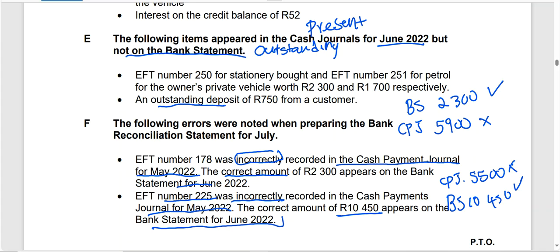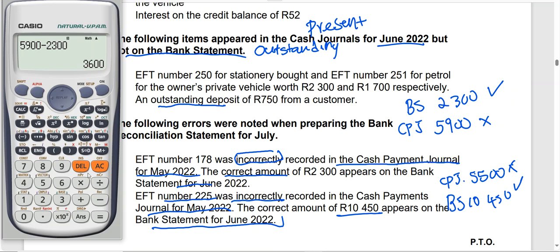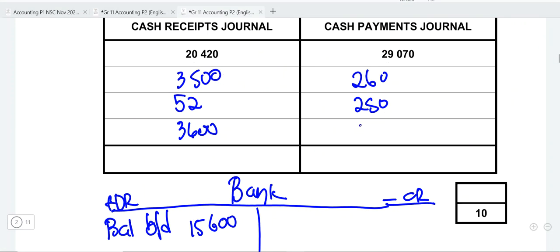So which means that we can see that there is an undercast that took place, meaning that we under-recorded in our cash payment journal. So what must we do? We must look for the difference between the two items and take that difference to our CPJ. Okay, so we'll take 5,500 and 10,450, and the difference that we get is 4,950.